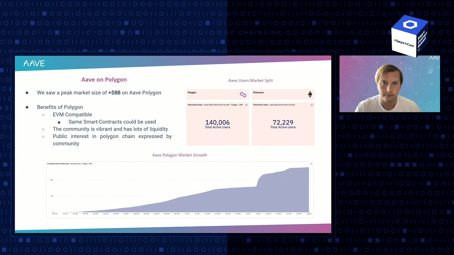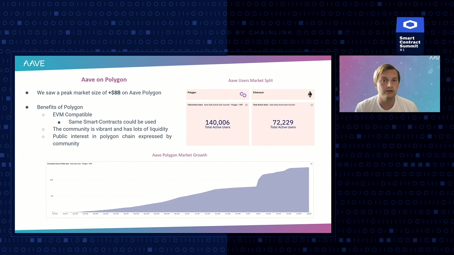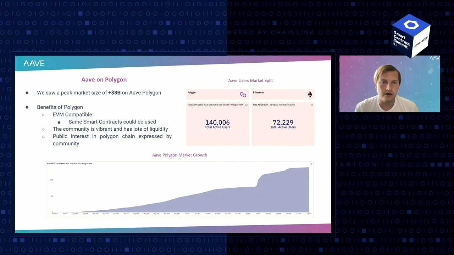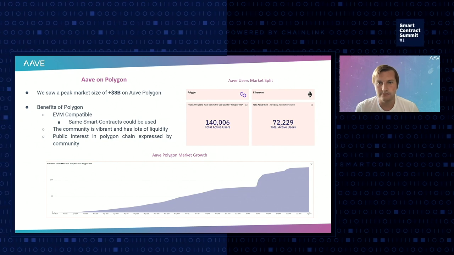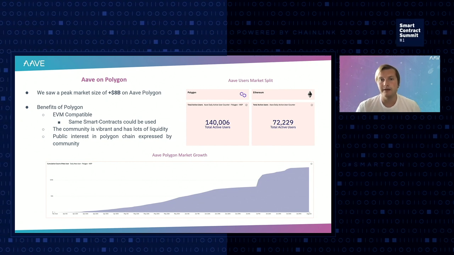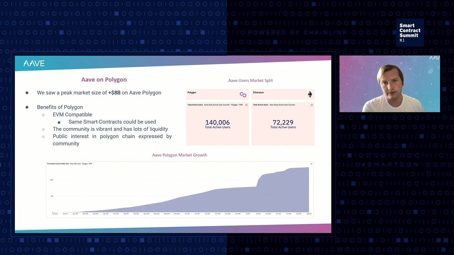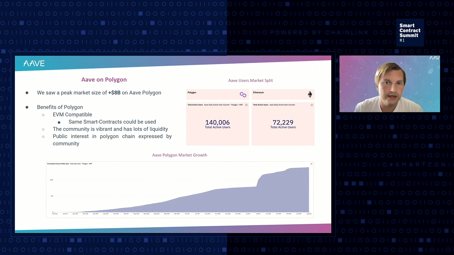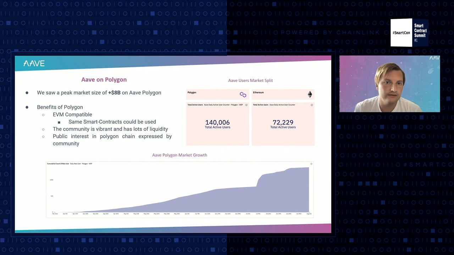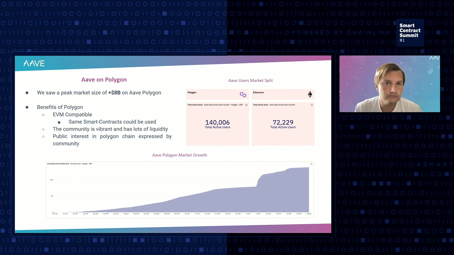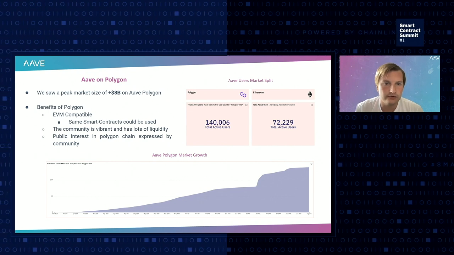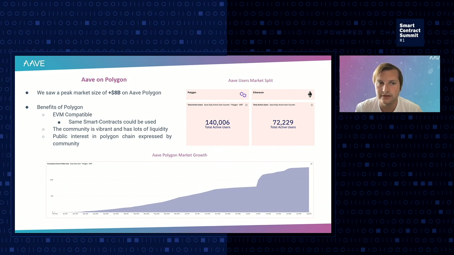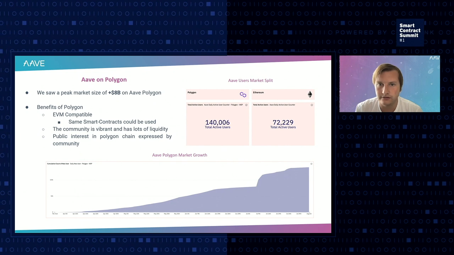And Polygon is interesting because of the proof of stake, the transaction costs are fractional compared to what we have on the Ethereum main network. And I think the takeaway about being a cross-chain protocol is that by tapping into different kinds of communities, especially in Polygon where the transaction fees are low, you reach out to a wider audience. And we have in the protocol currently 72,000 or so active users, and in the Polygon market, over 140,000. So this just showcases the amount of users when the transaction fees are lower.